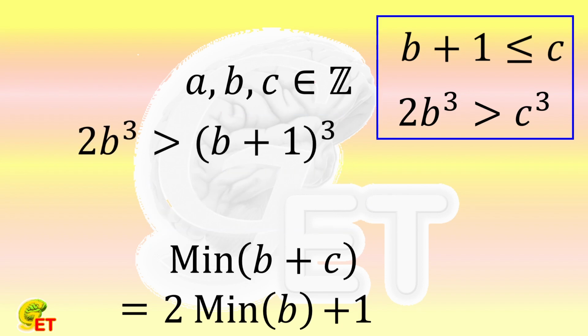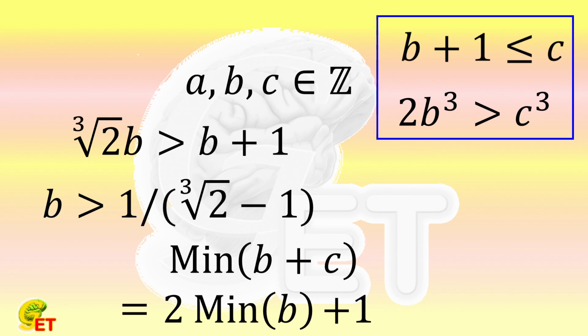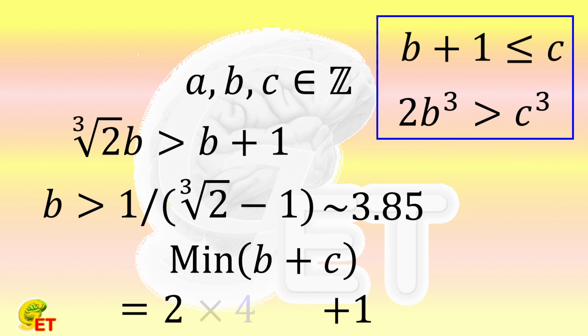The cube root of 2 times b is therefore bigger than b plus 1. So b is bigger than 1 over the cube root of 2 minus 1. This number is approximately 3.85. So the minimum value of the integer b is 4. And the minimum value of b plus c is 9.